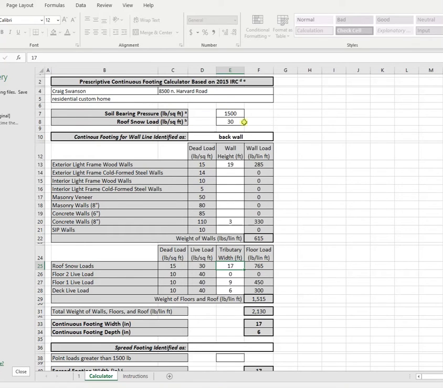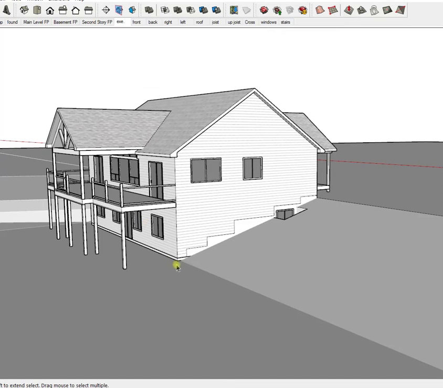These are filled out. This is the first important one right here, where basically you're naming the wall that you're calculating the footing for. The first one I'm going to do is the back wall. And the first question they have for you is, what's the height of the exterior walls on that wall line? This is the house, and this is the back wall.